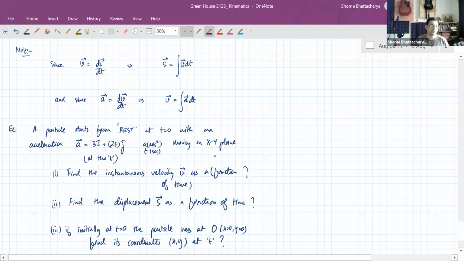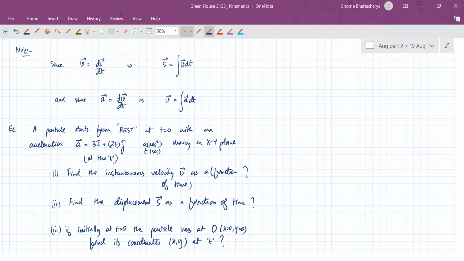Okay, instead of displacement being given from which you can differentiate to find velocity and then differentiate velocity to find acceleration, here is the reverse. Acceleration is given and we have to use the above integration definitions to find velocity and then integrate velocity to find displacement.